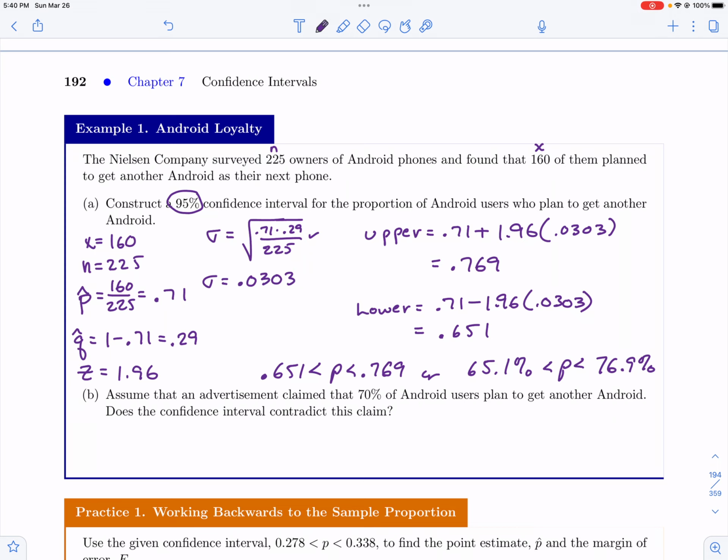All right, so for B, it's asking us a little question. Assume that an advertisement claimed that 70% of Android users plan to get another Android. Does the confidence interval contradict this claim? The fact that 70% falls somewhere, not exactly in the middle, but pretty close to the middle of the confidence interval we found, means this definitely doesn't contradict the claim. It seems to support the claim. So our confidence interval seems to support the claim.